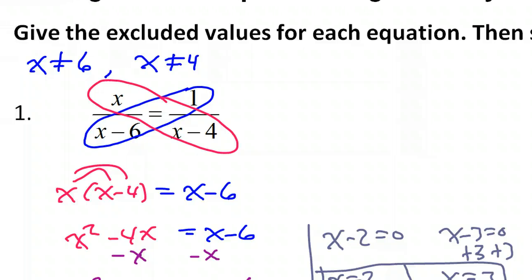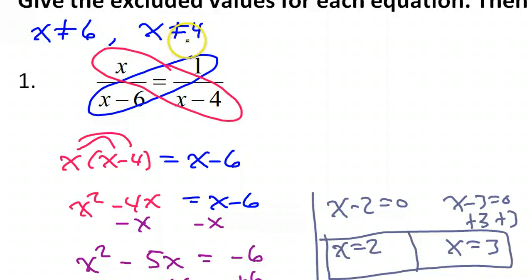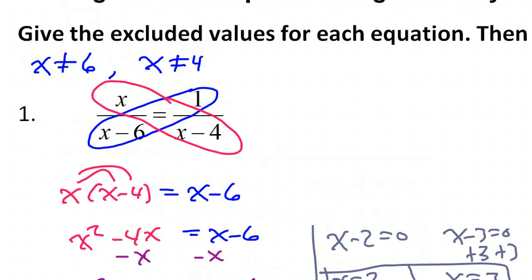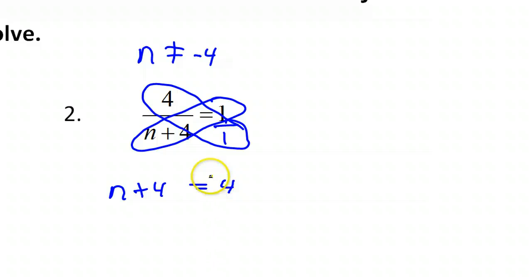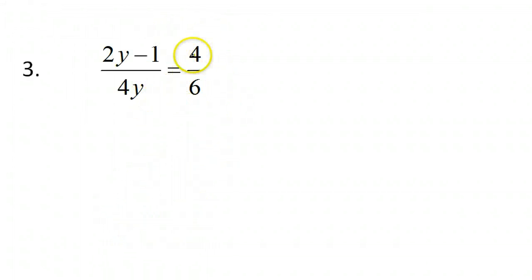Alright, that reminds me, I need to look back. Whenever you find your answers, you need to just look up and make sure that they weren't restricted values. So 2 and 3, neither one of those were restricted, so we're okay. Alright, so I have this. I can now subtract 4 from both sides. That's going to give me n is equal to 0. So that is the one and only answer, and it is not restricted, so we'll keep it. So that's the answer number 2.